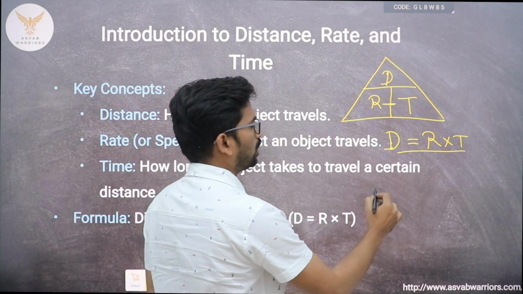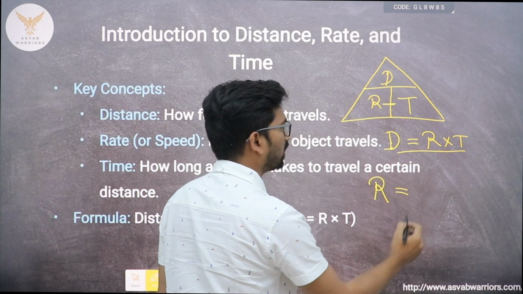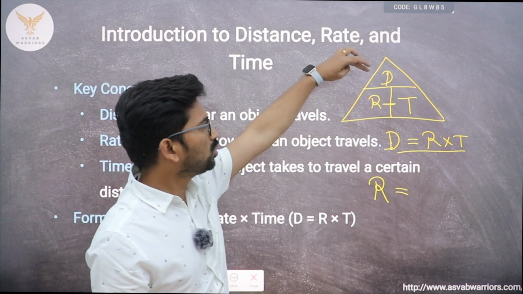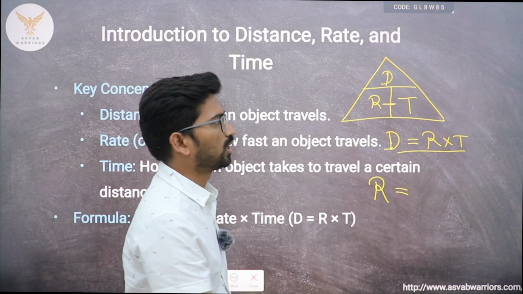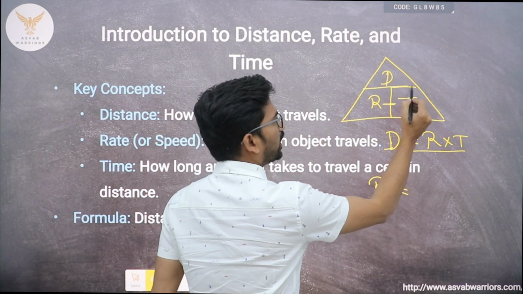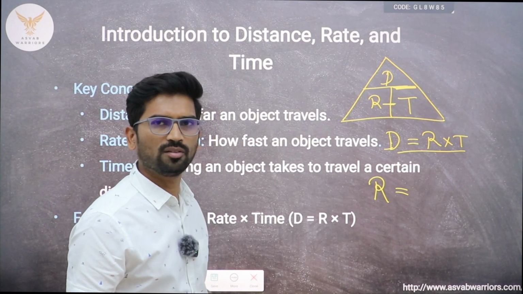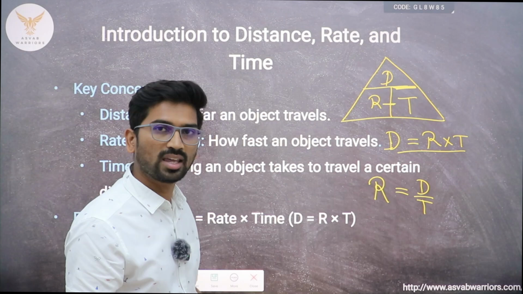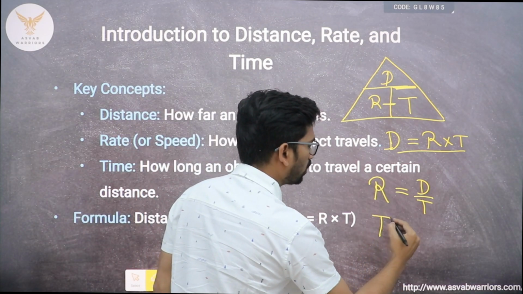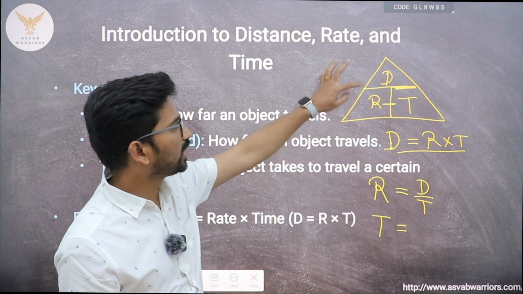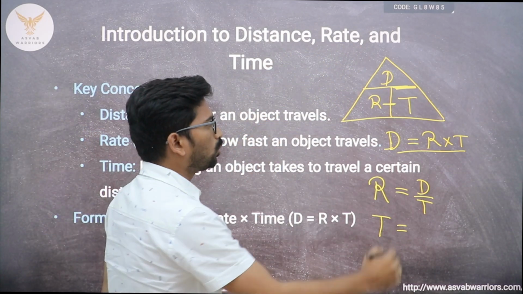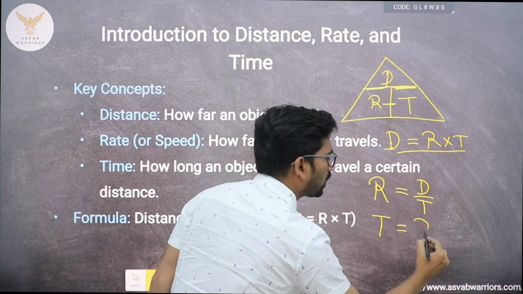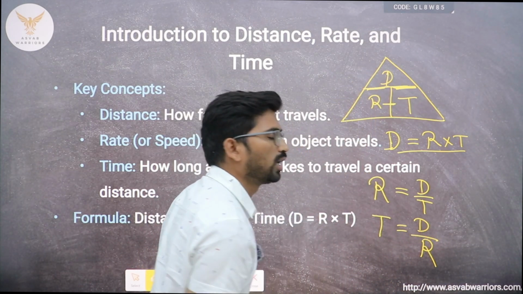Again, if you want to frame the formula for rate, what will it be? Let's go to the triangle. D is placed over T, D is on top of T, and this line will act as a division sign. So rate is equal to distance upon time. The same goes for time. If you want to frame the formula for time, we take distance, and R is placed below D. So the formula for time will be distance upon rate.